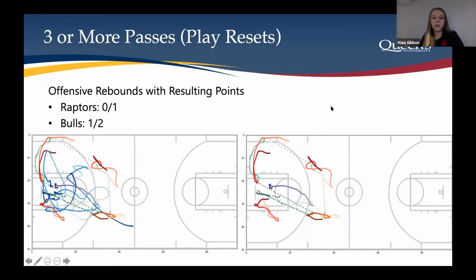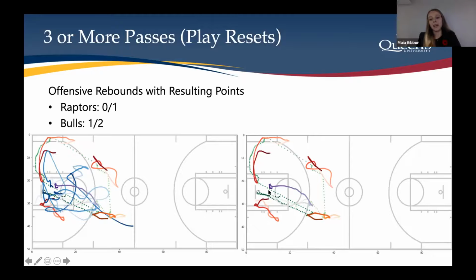And the final scenario we see is when there's 3 or more passes and the play resets. Obviously, this is a lot less common. This only happened once and the Raptors were unsuccessful. This is actually what we're looking at. And twice for the Bulls with 1 success. So as we can see, this happens over a greater length of time normally, which accounts for why these look a little more confusing and busy.